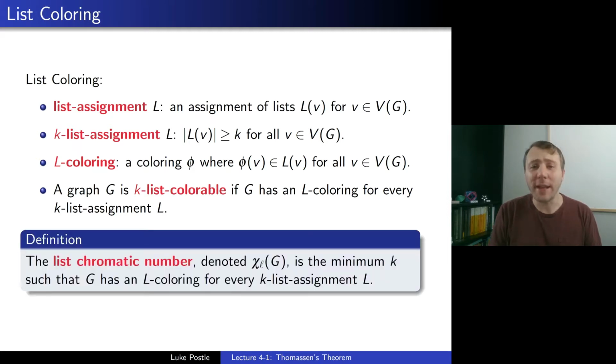The list chromatic number of a graph G, denoted chi_L(G), is the minimum k such that G has an L-coloring for every k-list assignment L. The list chromatic number is also known as choosability or choice number, but I'm going to use list chromatic number, the more modern term. So that was list coloring.